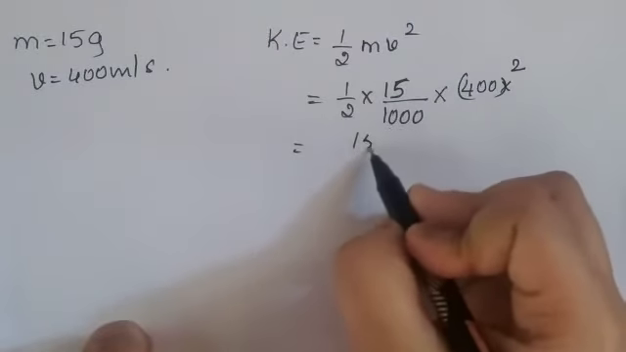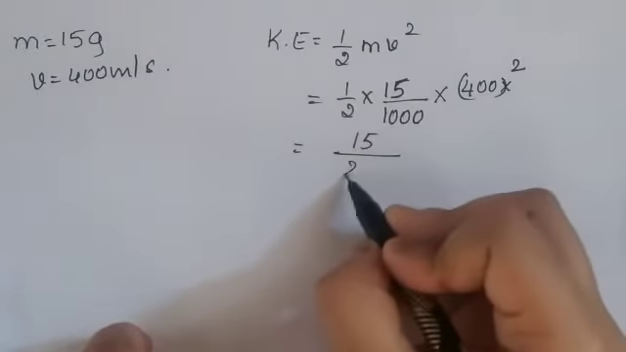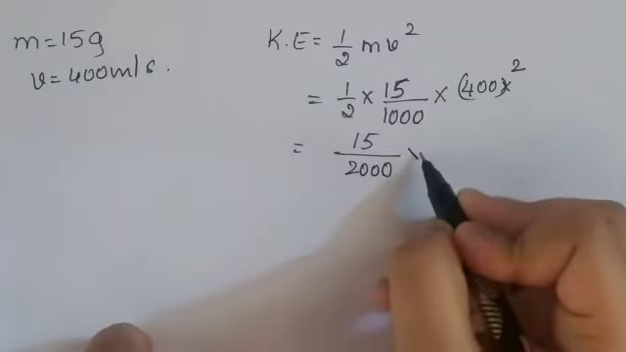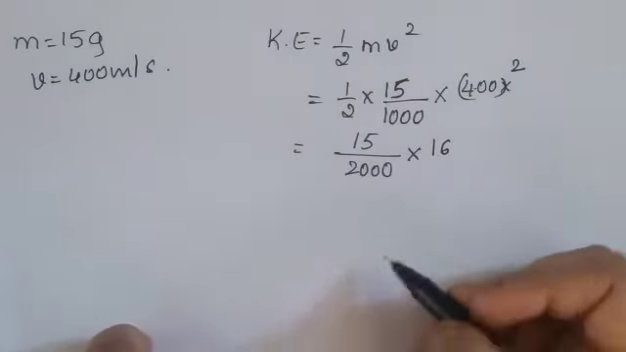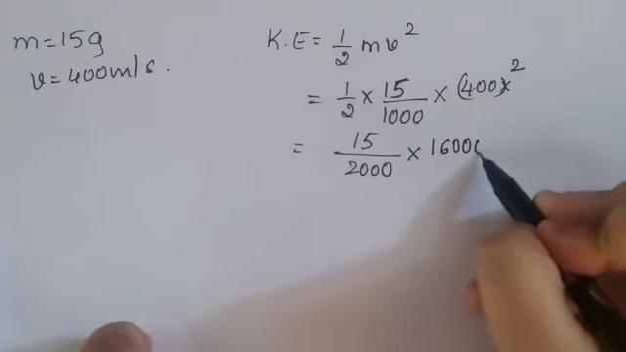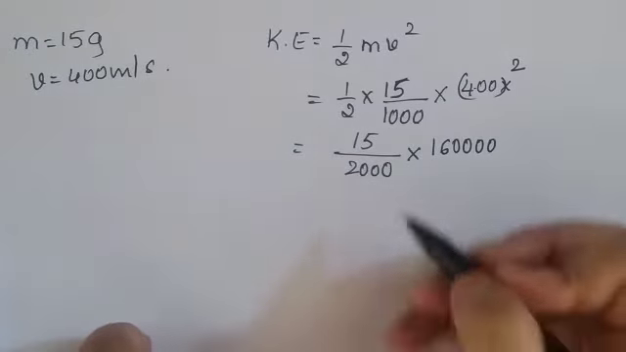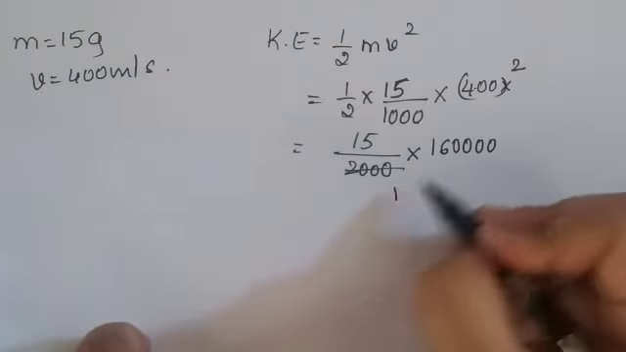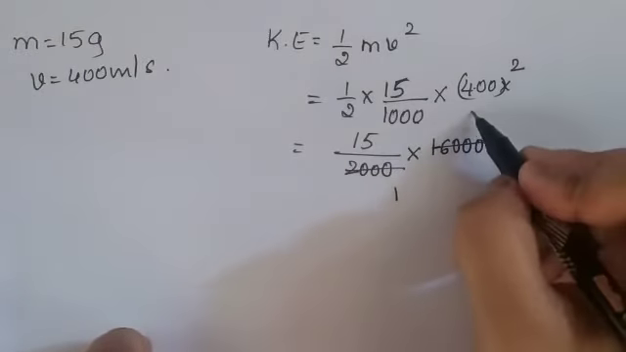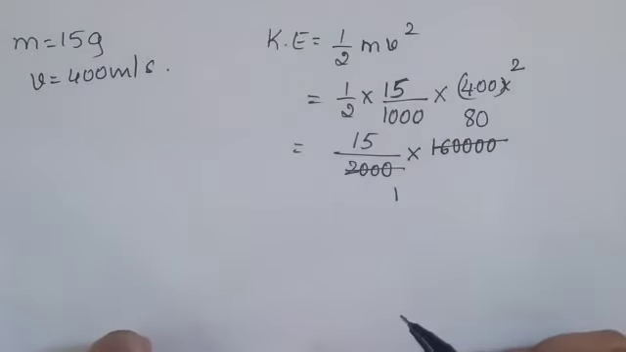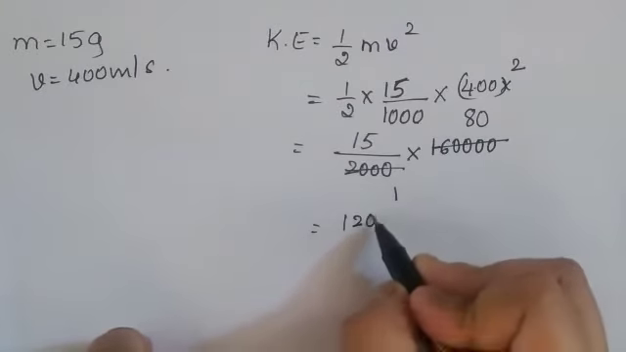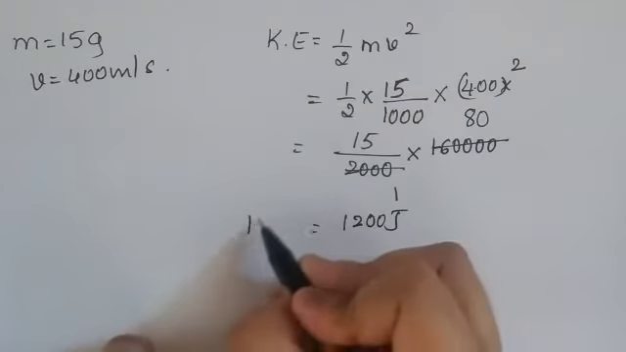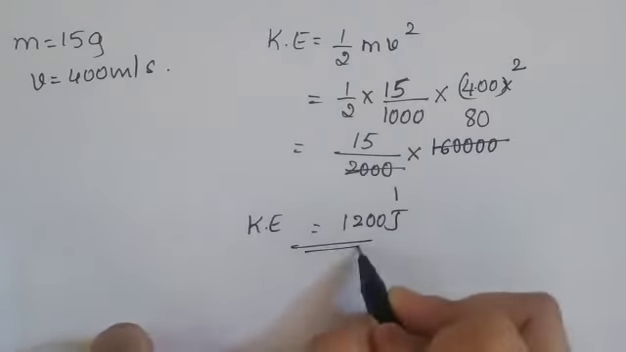Now 2 into 1000, I am getting 2000 into 400 whole square. 4 square is 16, so double zeros, 4 zeros. Now if I divide 2000 by 2000, you will get 15 into 80, which gives 1200 joules. So this is the kinetic energy of the object.